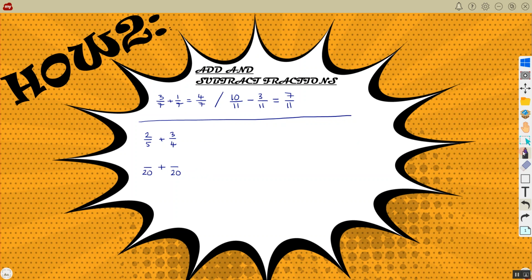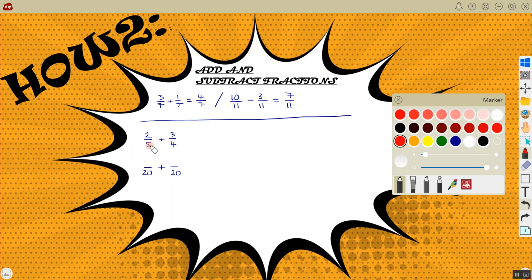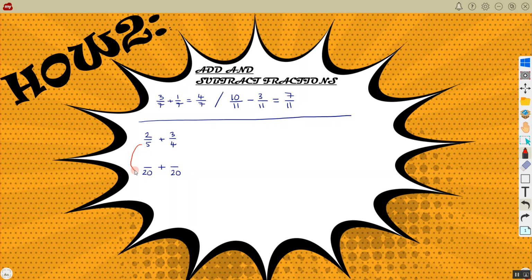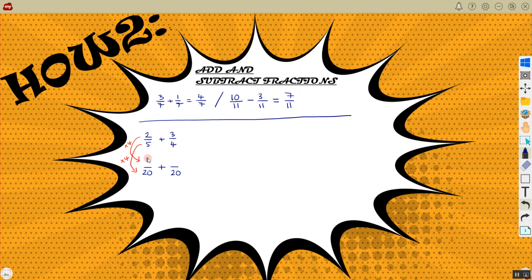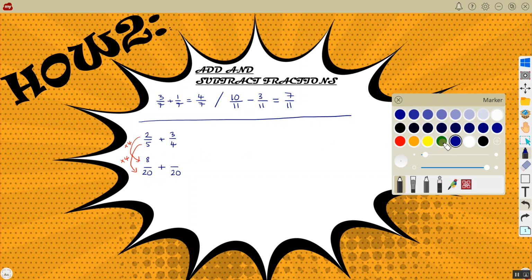Your next step is to look at, well, what do you do to 5 to get 20? You multiply it by 4. So I'm going to do exactly the same to my numerator. 4 2s are 8. And I'm going to do the same on the other side.